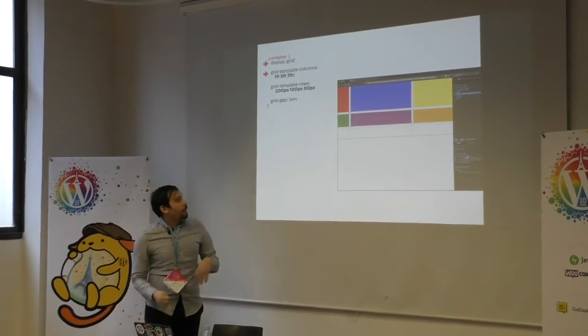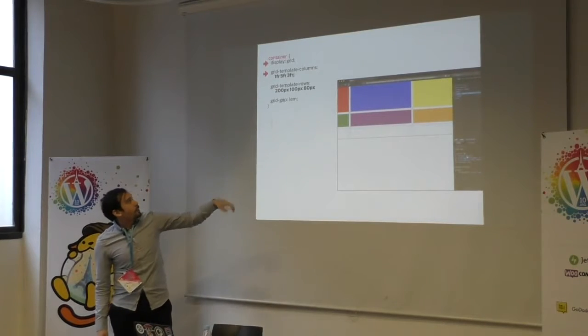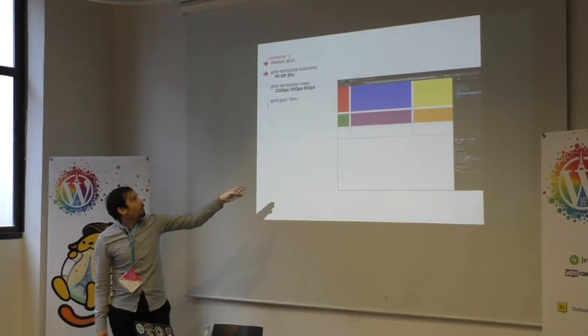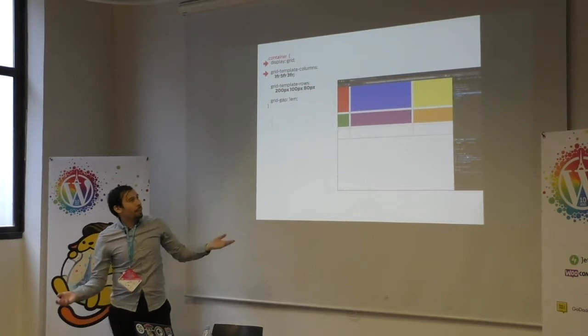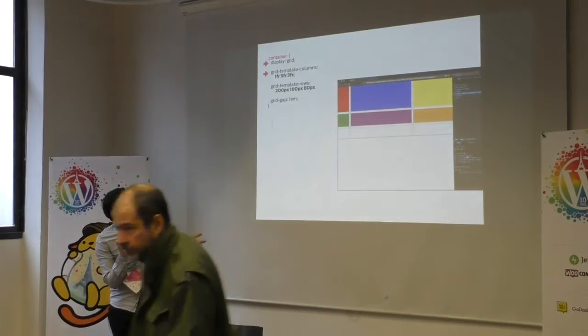FR fixes that. Basically, I told my browser I have three columns. I want them to be 1, 5, and 3. So the computer will add them up: 1, 5, and 3 is 9.